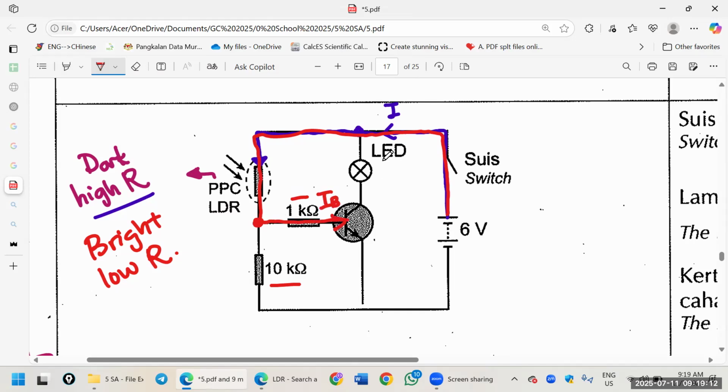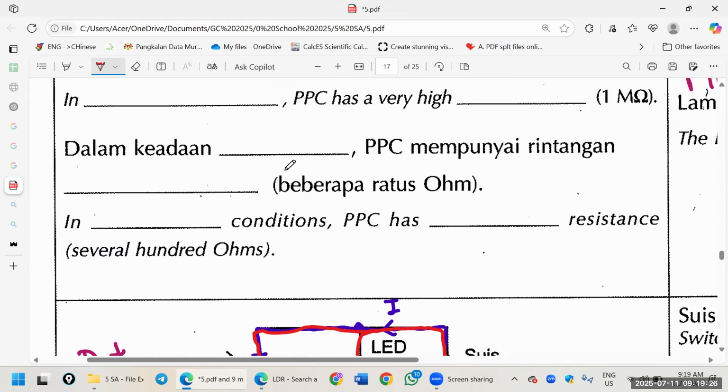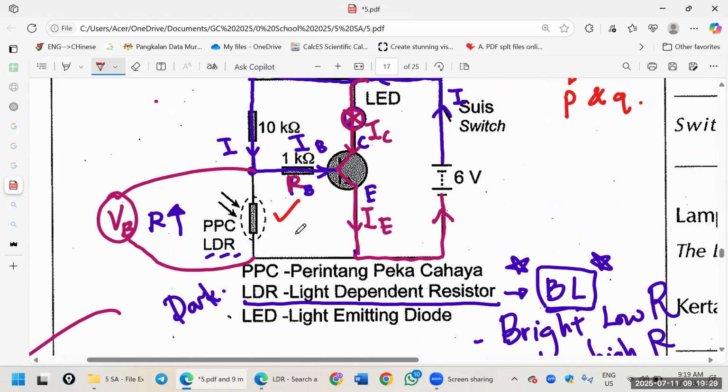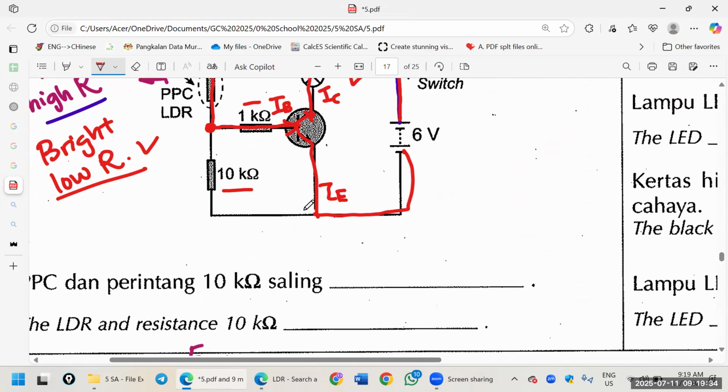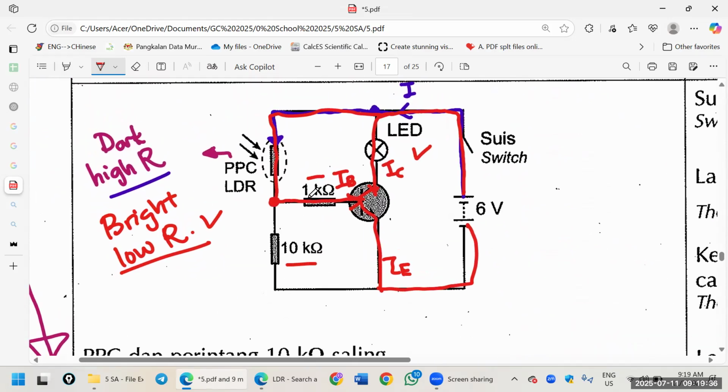So when IB flows, IC flows, they combine and become IE. Then the bulb lights up in the daytime. That's why we need to put the LDR at the base circuit if we want it to light up in the night time. So far, I see from SPM they only ask for nighttime, never daytime. Okay?